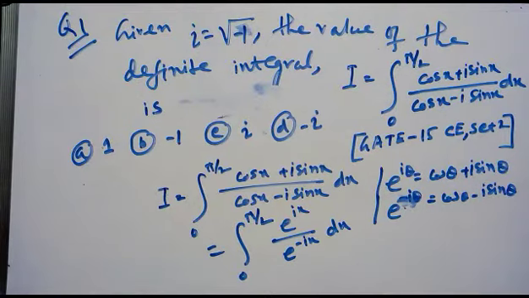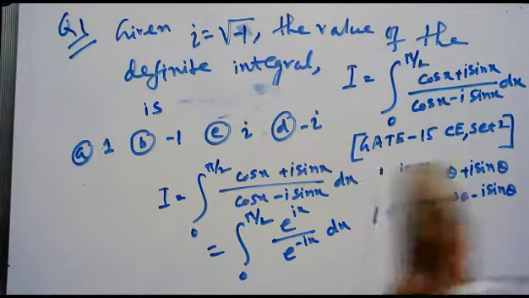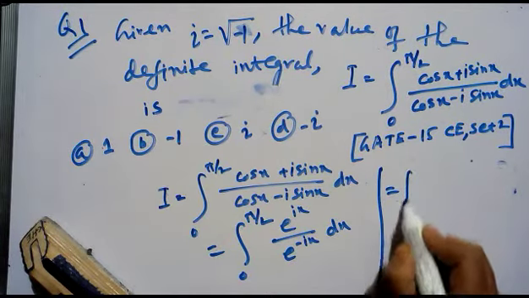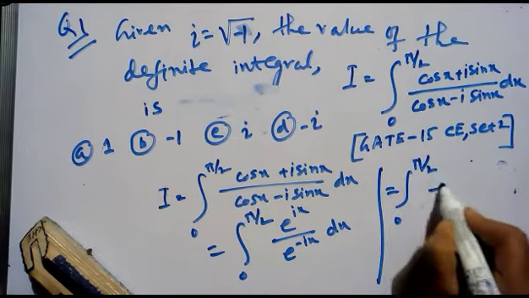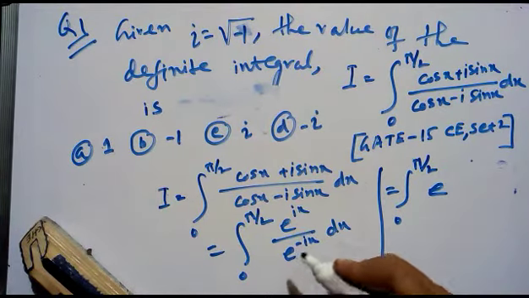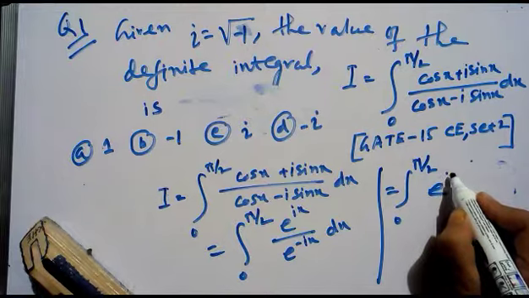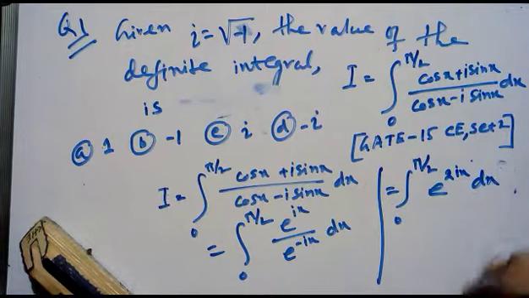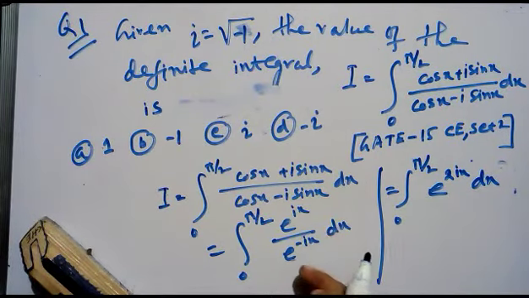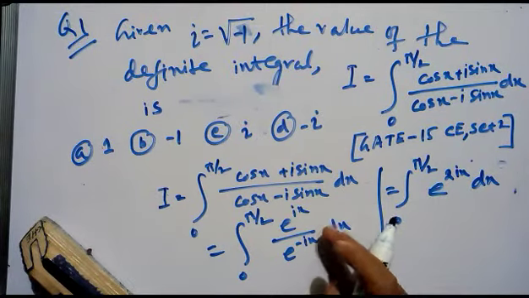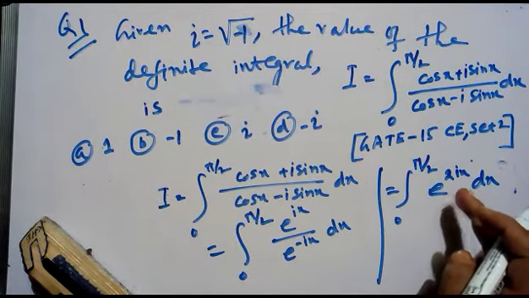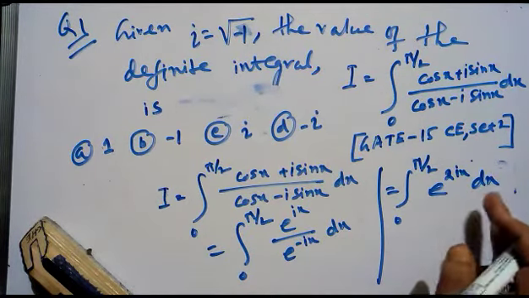Same formula. Now we can write the integration from 0 to pi by 2 of e to the power ix over e to the power minus ix, which is e to the power 2ix dx. Clear? This one is clear. If the term is in the denominator and it goes up, e to the power ix, then both e to the power ix multiplied, the powers get added, meaning e to the power 2ix.